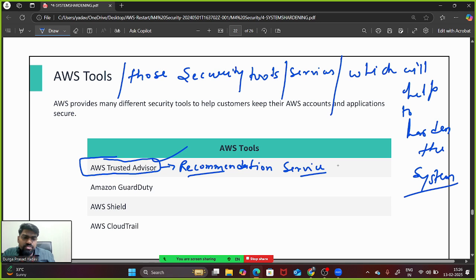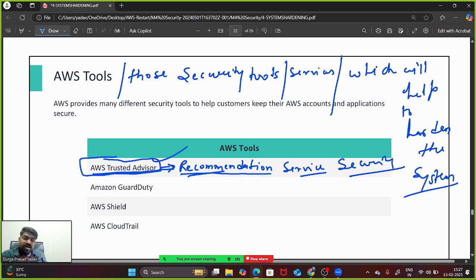Not only related to security, there are 5 different things in Trusted Advisor. It should be cost efficiency and fault tolerance, and there will be 5. If you just wait for a few minutes, it will be clear to you all. So for now, just try to understand it is a recommendation service.